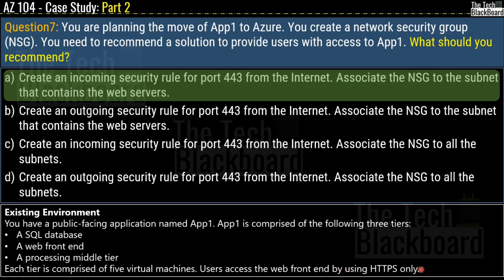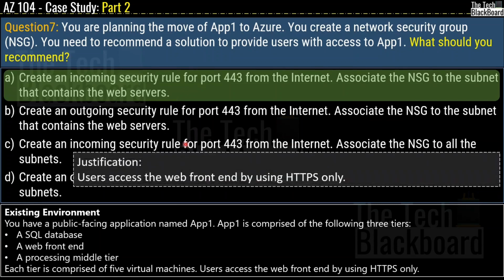And the correct answer for this question is option A. Create an incoming security rule for port 443 from the internet. Associate the NSG to the subnet that contains the web servers. And I'm pretty sure that you want to know the justification. Justification is that the users access the web front end by only using HTTPS.